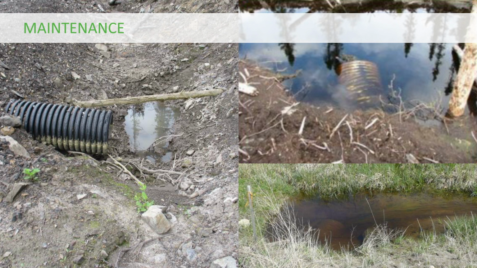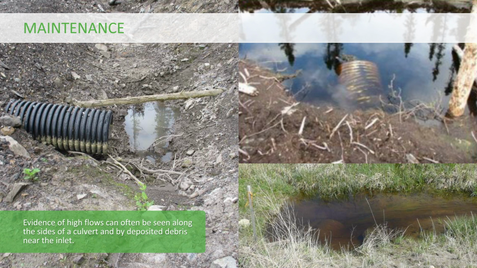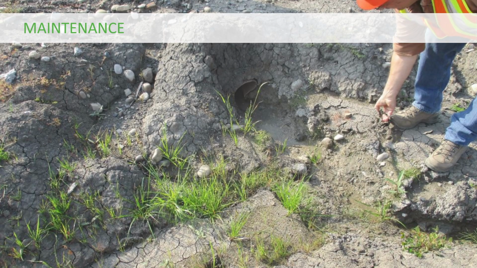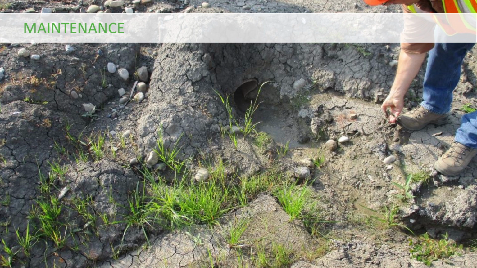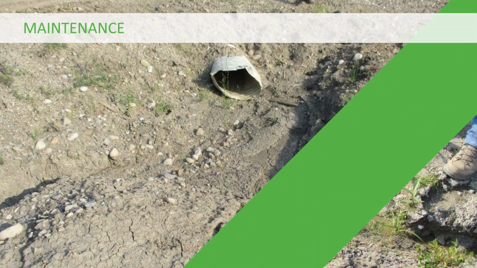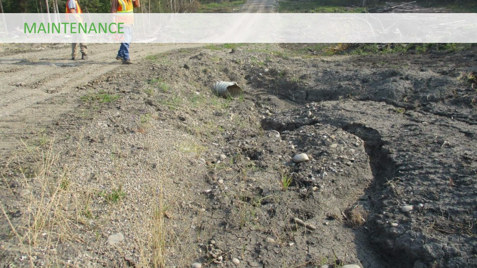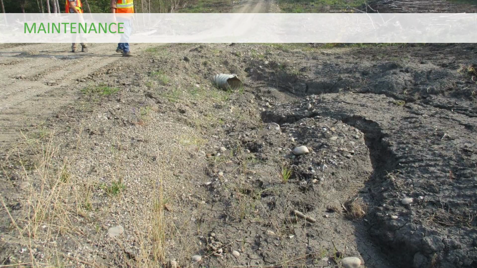Inspections can also provide insight into potential issues with the size of a culvert and the flows at the site. Evidence of high flows can often be seen along the barrel of the culvert and by deposited debris near the inlet. Where evidence of high flows have overtopped the culvert inlet, it may be an indication that a larger diameter culvert is needed or that additional maintenance was required. Damaged culverts, especially at the inlet, will not allow the anticipated flows to pass as easily, resulting in erosion and flows bypassing the culvert. These sites should be noted for culvert replacement.